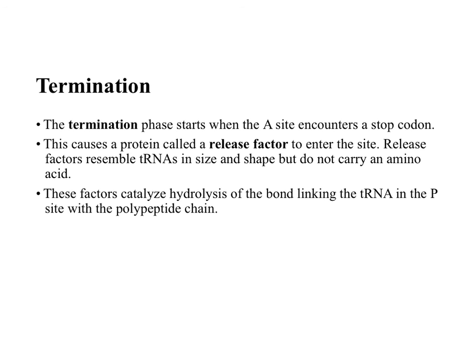And then finally, that third stage is called termination. What does termination mean? Stop, okay? So when the A site encounters a stop codon, one of those three stop codons, it's going to release something called a release factor. It's going to look like a tRNA. It fits kind of the shape of a tRNA, but it doesn't have an amino acid. So then this tells the sequence that it's done. There's no more amino acids to put on. So your polypeptide chain is complete, or your protein is now complete.